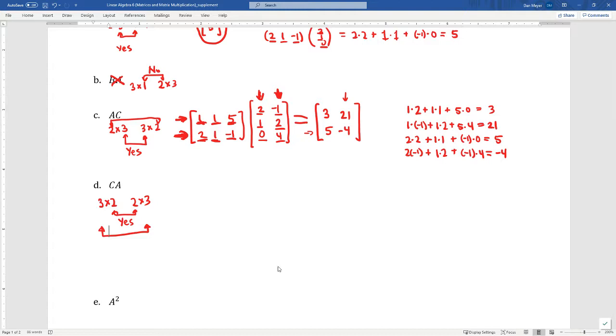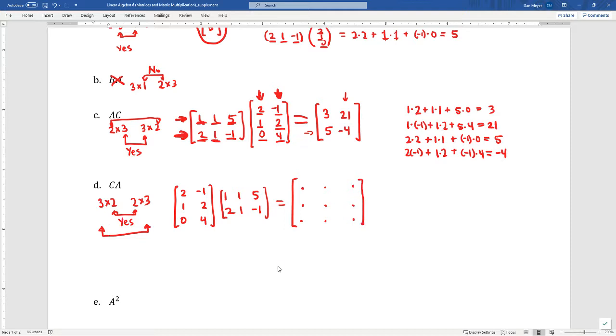We're doing, let's see, the matrix C, 2, 1, 0, negative 1, 2, 4. The matrix A, 1, 1, 5, 2, 1, negative 1. And like we said, we're going to end up with a 3 by 3 matrix here. So there's going to be nine entries to compute. So let's just roll up our sleeves and do it.